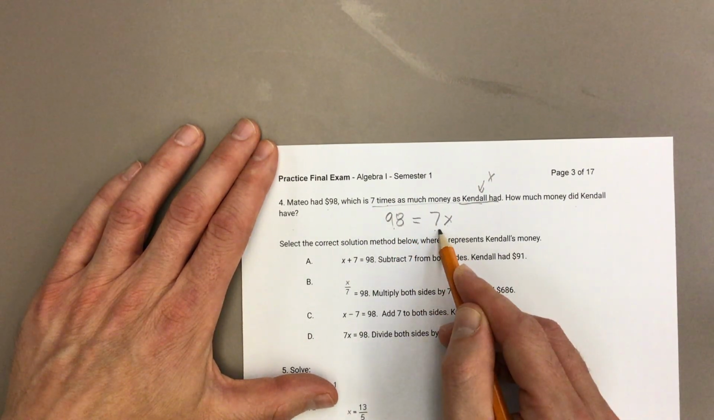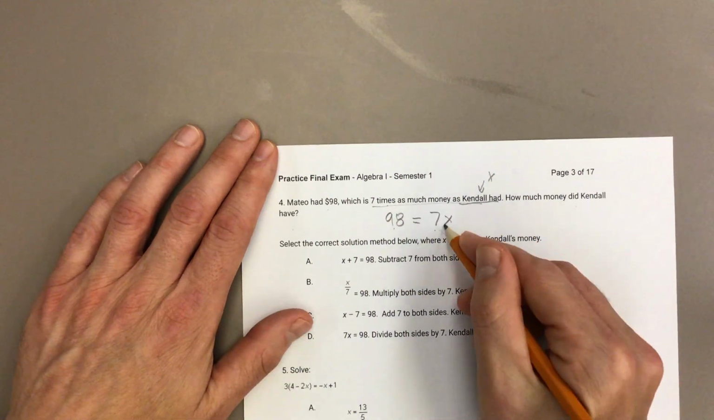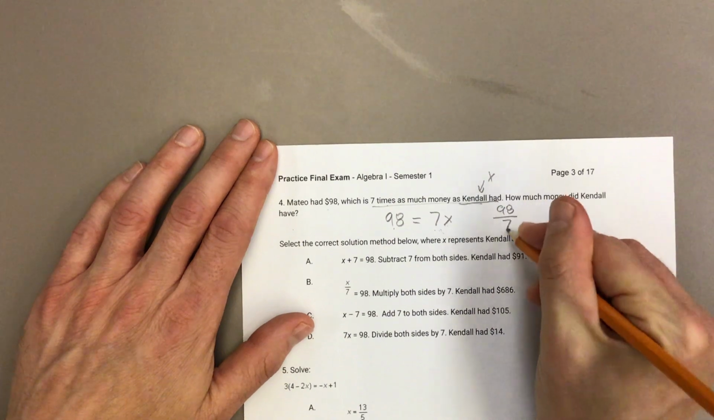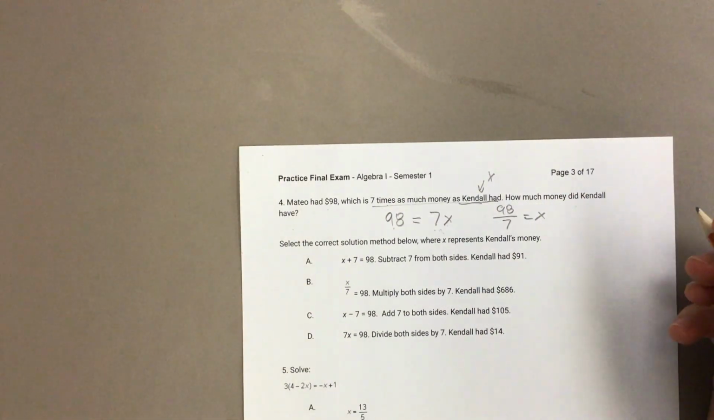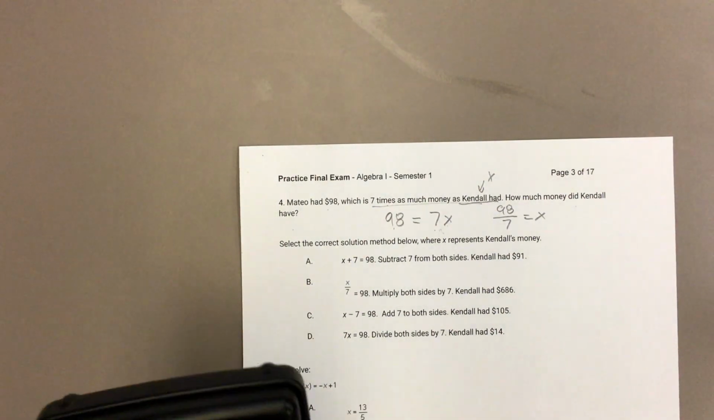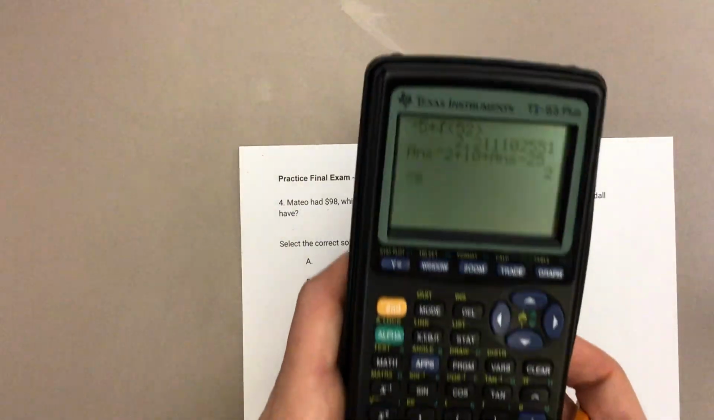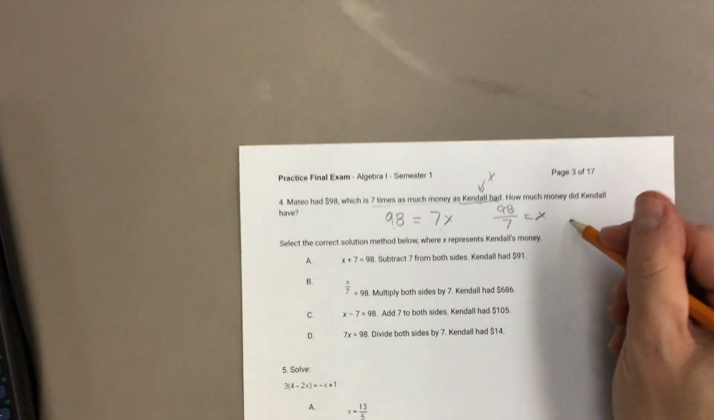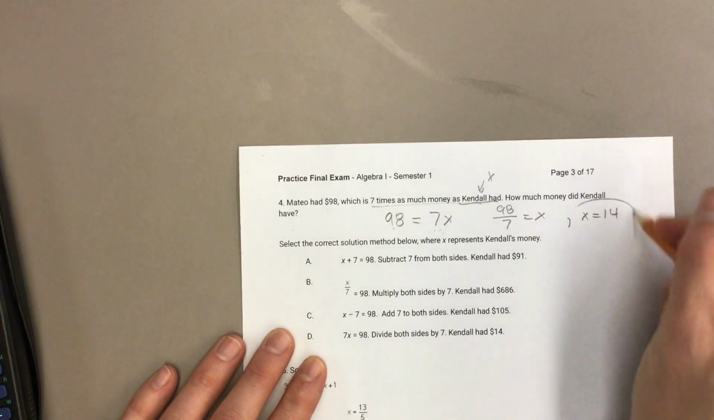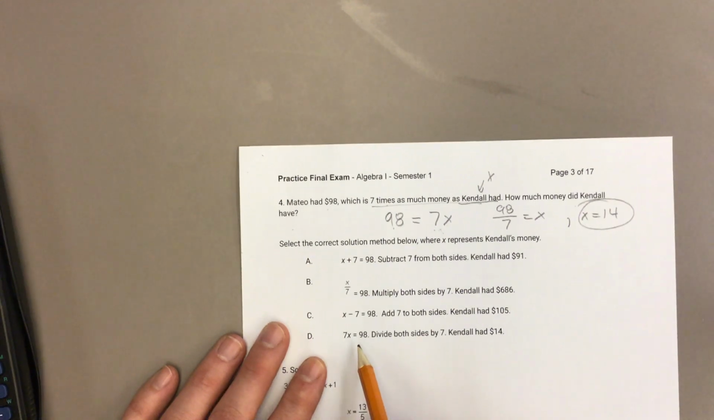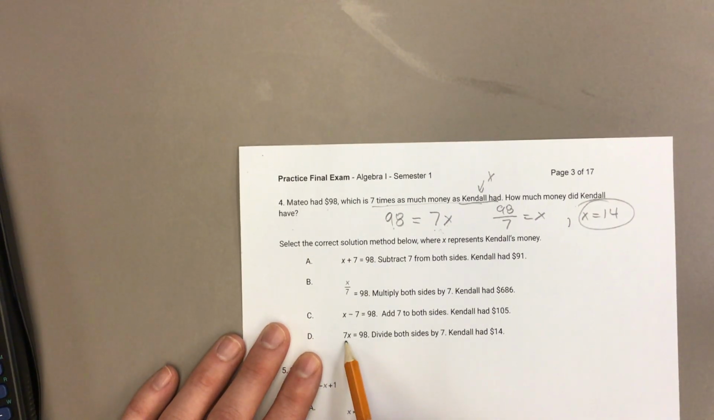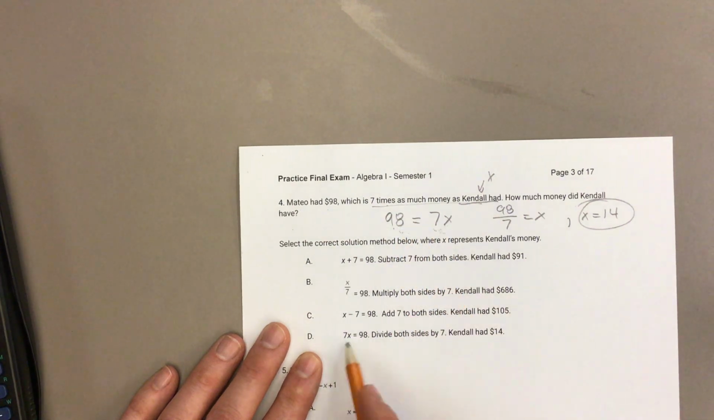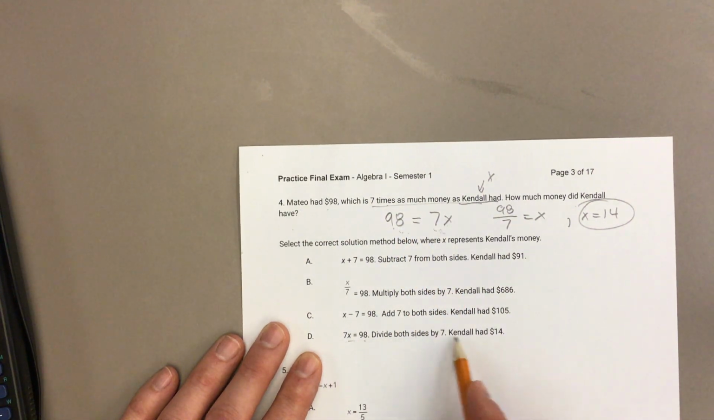And then as we just went through, to solve this, to isolate X, you divide both sides by 7. So 98 divided by 7 equals X. If you want to use a calculator and find 98 divided by 7, that's 14. So X equals 14. Okay? So which of those choices is correct here? 7x equals 98. That's what I have. 98 equals 7x. Same thing, just flipped. 7x equals 98. Divide both by 7, and Kindle has $14.